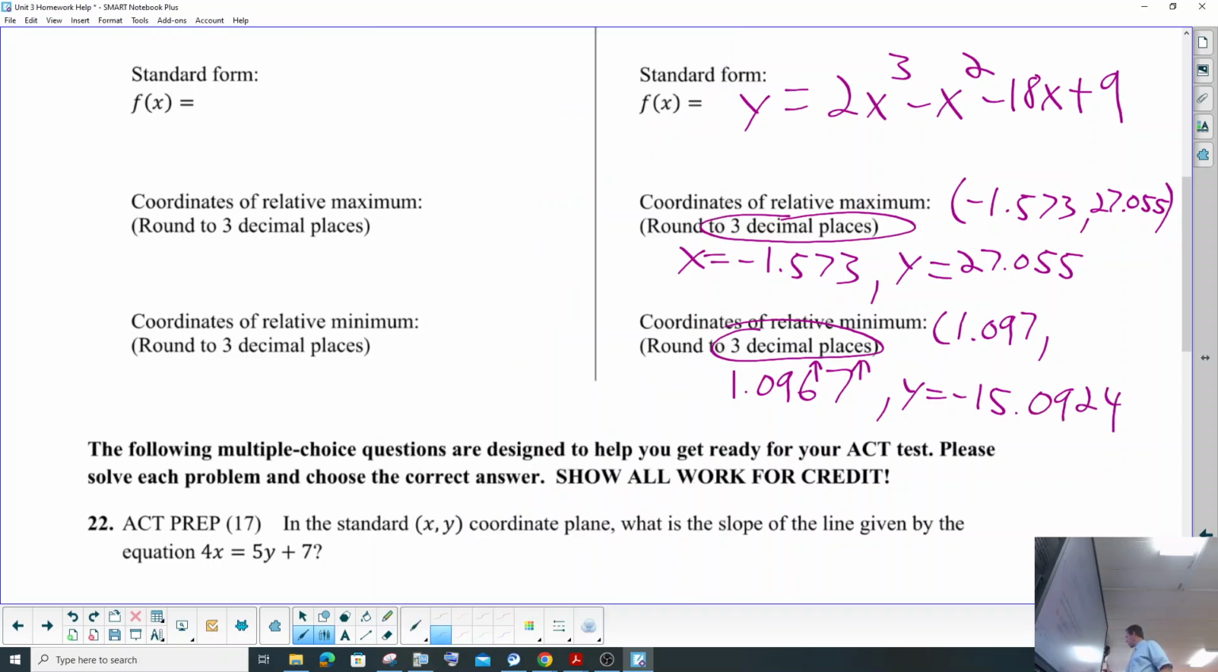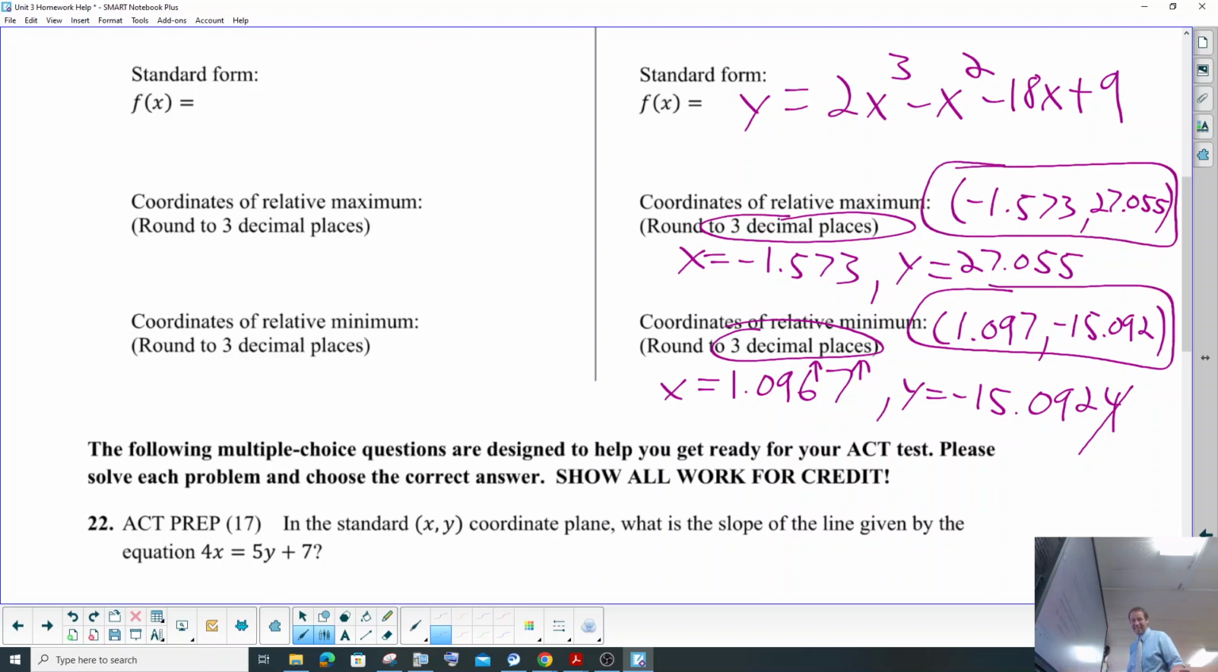The 4 is just going to truncate off, so it'll be negative 15.092. If it was a 5, we would have rounded up, but it's a 4. And this is our x value, and that's our y value. Yay, we did it. Good job. So you practice now on number 20. Give it your best try.